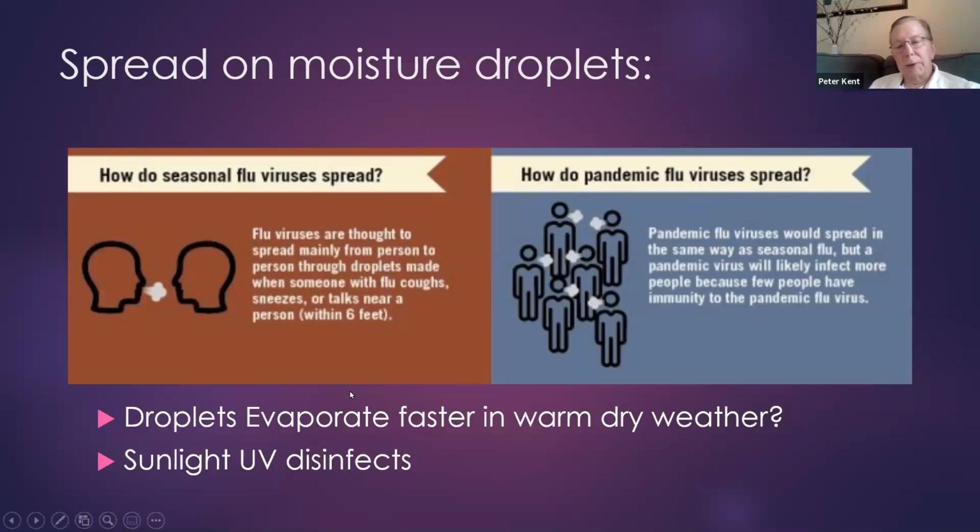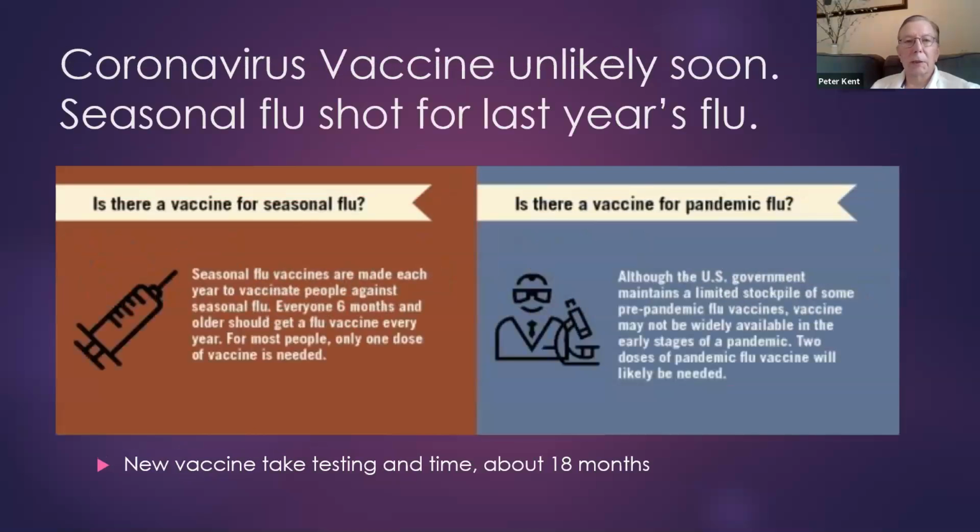So one of the reasons that in Florida we may be having a little bit less transmissibility of the flu is that sunlight, the UV from sunlight, kills the virus, scrambles its DNA.